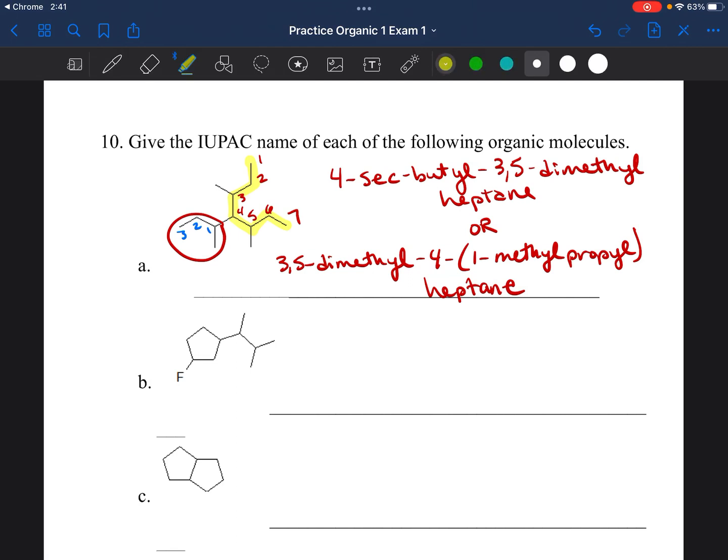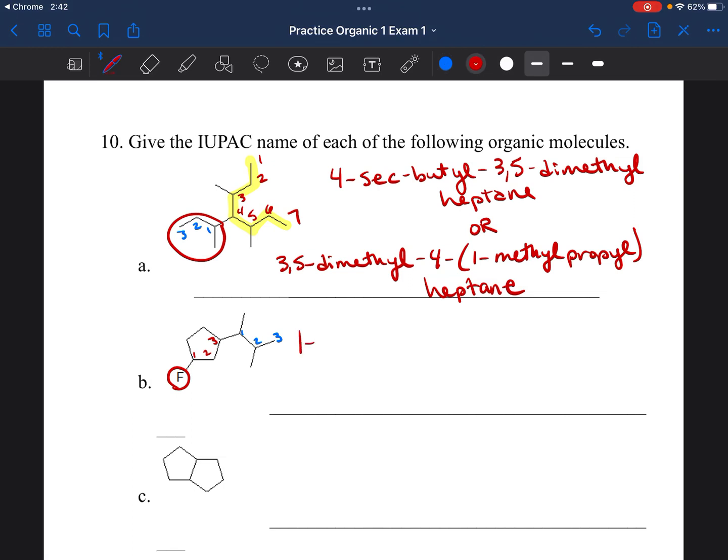In B, we have a 5-membered ring. And whichever way we number it, we're going to get 1 and 3. So my longest chain will be that ring. And so I will use my alphabet here. I've got a fluorine, and then now I've got a complex substituent. Fluorine's actually going to wind up being first, and we'll talk about why. My secondary numbering scheme will be 1, 2, 3. So it's going to be a dimethyl propyl, and F comes before M.